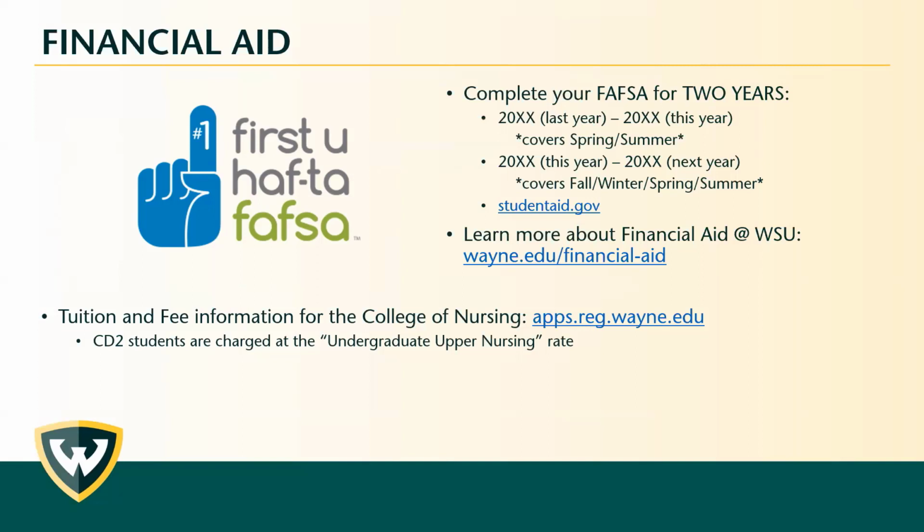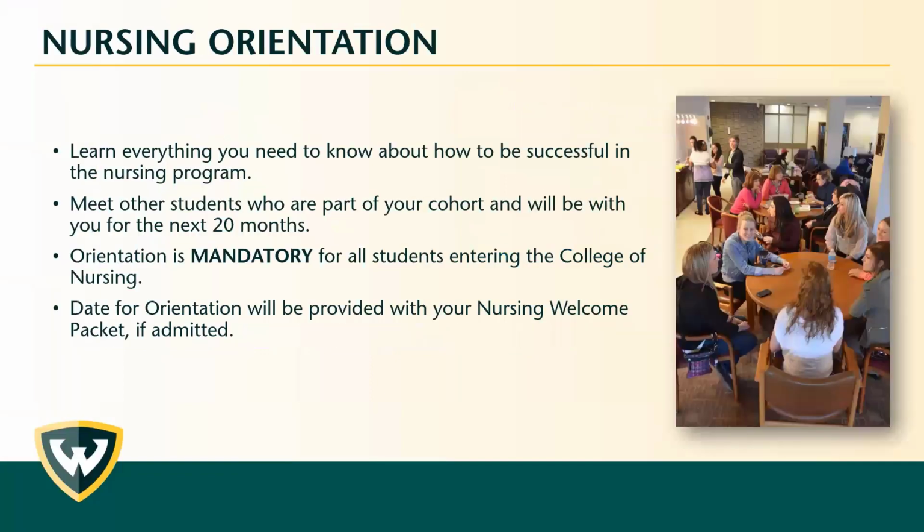If you're looking for tuition and fee information so that you know what to expect as the cost of the program, we encourage you to use that application listed there, apps.reg.wayne.edu, to calculate your cost based on the undergraduate upper nursing rate. If admitted, you're going to be invited to nursing orientation. You'll learn everything you need to know about how to be successful in the nursing program. More importantly, you're going to meet other students who are part of your cohort, and you're going to be with them for the next 20 months.